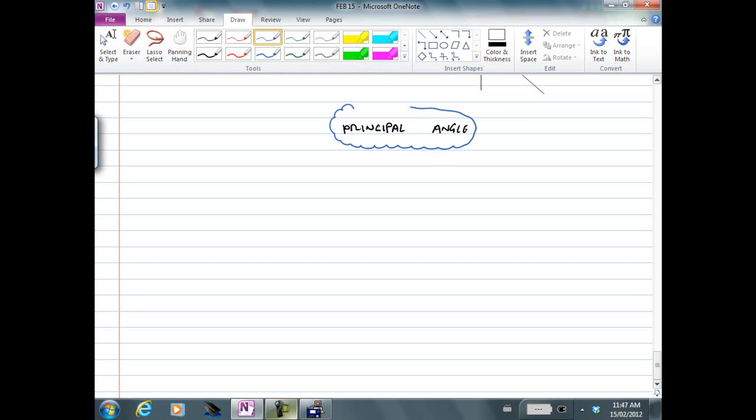Principal angle is this: an angle between 0 and 360 degrees. That's called your principal angle. It's an angle between 0 and 360, or if you're working with radians, 0 and 2 pi. I'm going to say theta equals negative 300 degrees. What is your principal angle going to be?